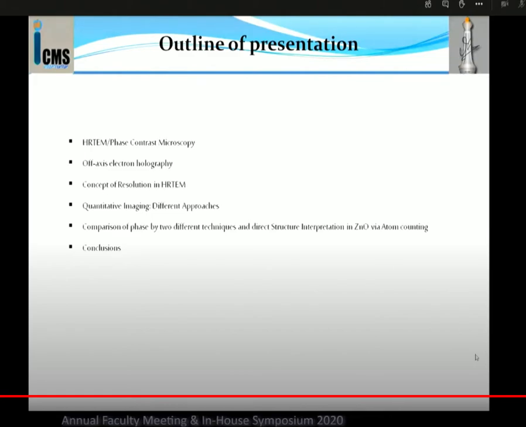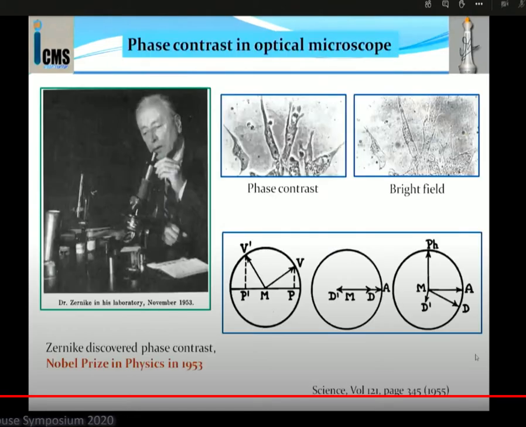Then I'll go through the concept of resolution in HRTEM. Then what it means by quantitative imaging, different approaches, and the results published by different groups. Then our small contribution in the area in terms of atom counting in zinc oxide by two different aberration-corrected microscopy techniques, and lastly the conclusion.